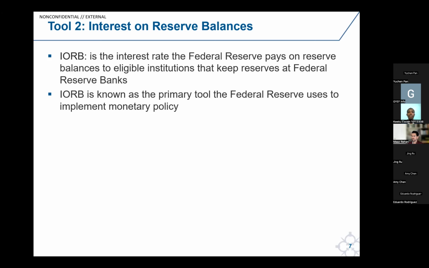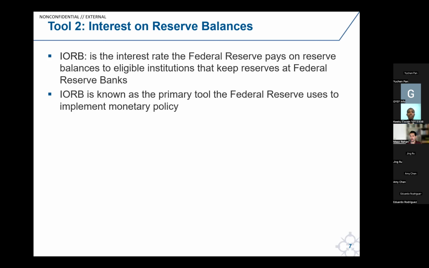Hello. My understanding of reserve is when banks are statutorily required to keep some balances at the bank, at the Federal Reserve. So those are the reserves. Perfect. Yeah, exactly. So the eligible institutions have a mandate to hold reserve requirements at the Federal Reserve Bank.